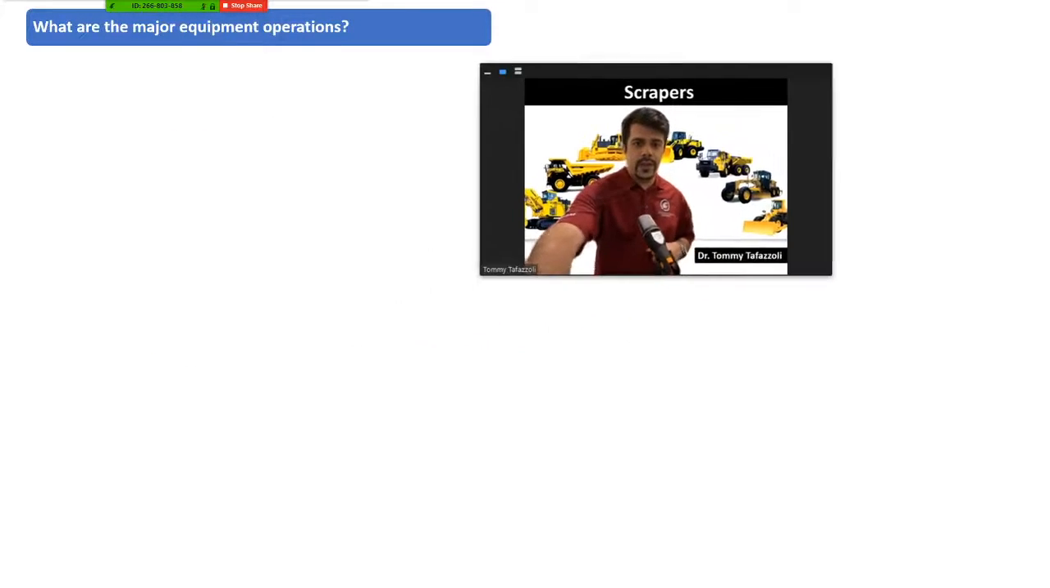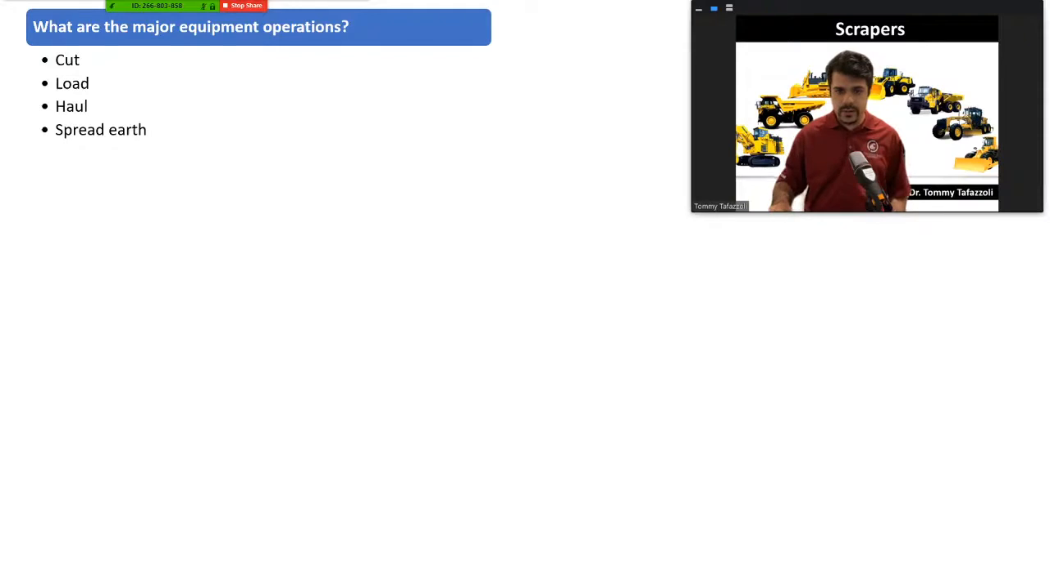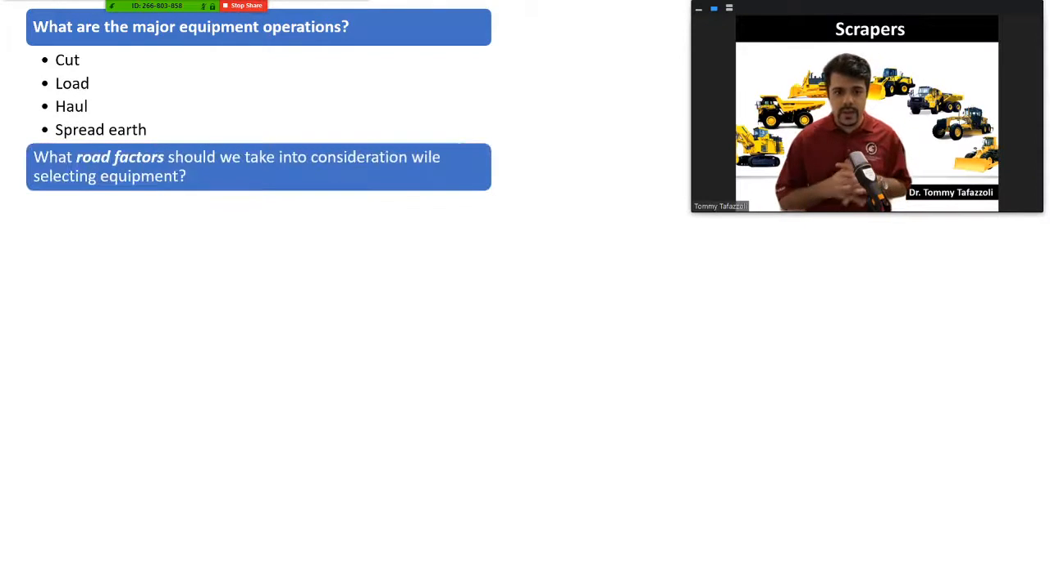So what are the major equipment operations? It can cut, it can load, it can haul and spread. Sorry, these are the four major operations. When we are doing earthwork, most of the time we are doing one of these four operations. Now, what road factors should we take into consideration while selecting equipment? This part is not yet about scrapers. We're talking in general.